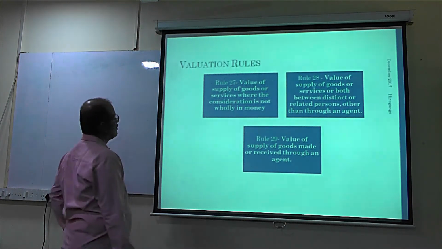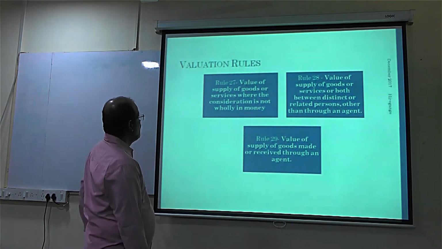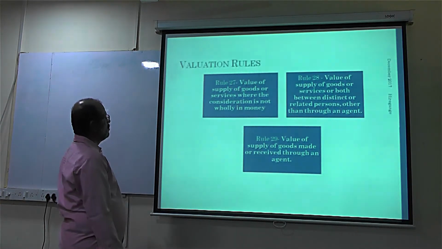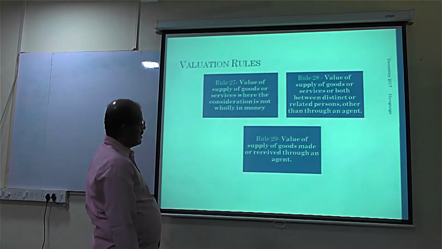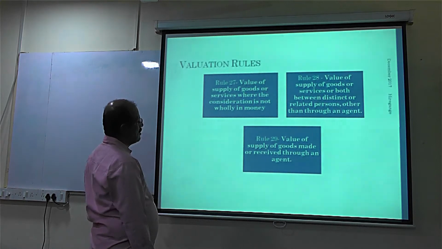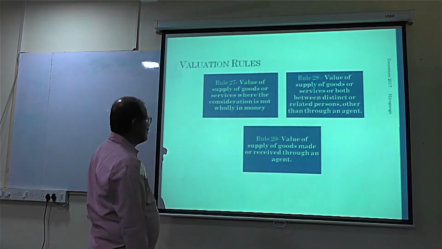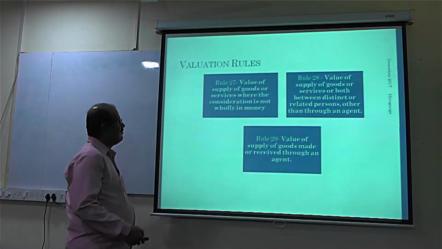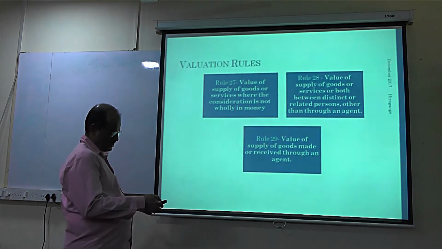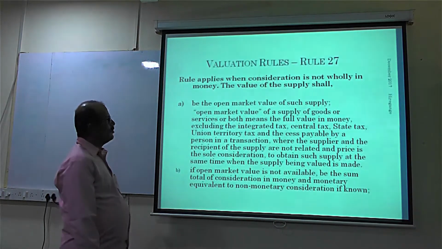Before we proceed for discussion, it is necessary to know what the rules deal with. Rule 27 deals with where consideration, as already mentioned, is not wholly in money. Rule 28 deals with related persons, and Rule 29 with agents. Now we go for discussion. Rule 27.